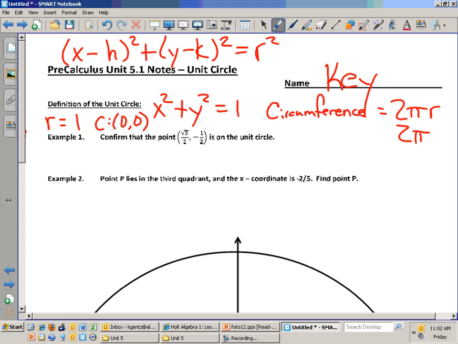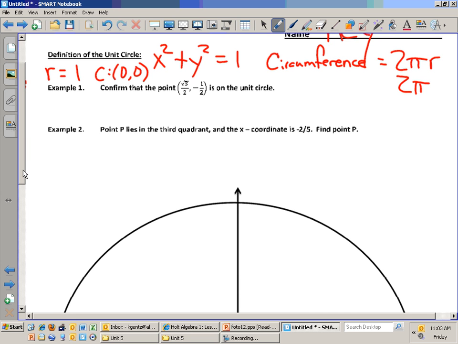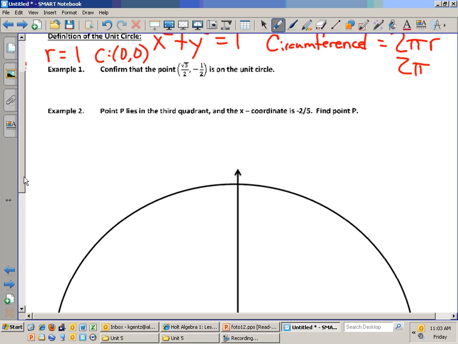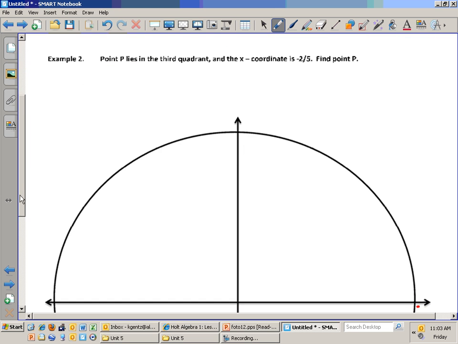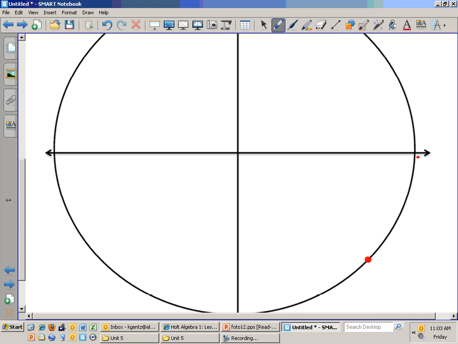Confirm that the point square root of 3 over 2 and negative 1/2 is on the unit circle. So what I want to do is, you're going to have a few problems that we need to get through today. This is the first example. Confirm that this point is on the unit circle. Square root of 3 over 2 and negative 1/2. Which quadrant would a positive square root of 3 over 2 and negative 1/2 be in? First, second, third, or fourth? Fourth, because you have a positive x and a negative y. So you don't have to draw this, but it would be sitting somewhere, say down there.